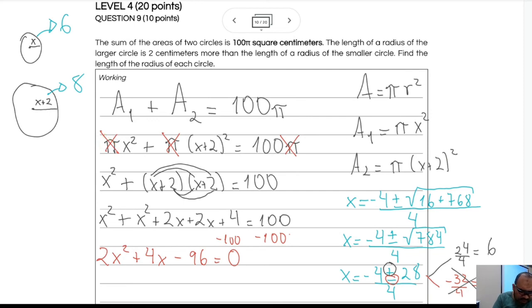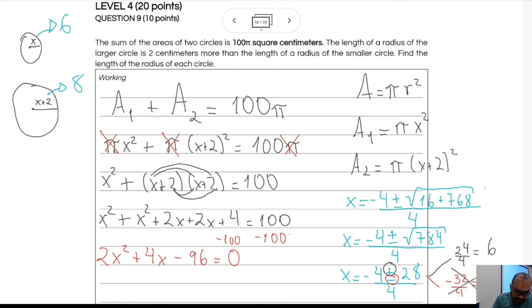Let's go ahead here, guys. I know (x plus 2) to the second power is the same thing as x plus 2 times x plus 2. FOIL, okay, FOIL here. I got x squared plus x squared plus 2x plus 4 equals 100. Combine like terms, move 100 by the opposite. I got 2x squared plus 4x minus 96.